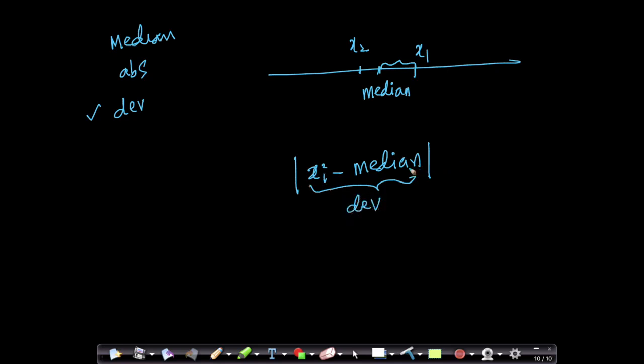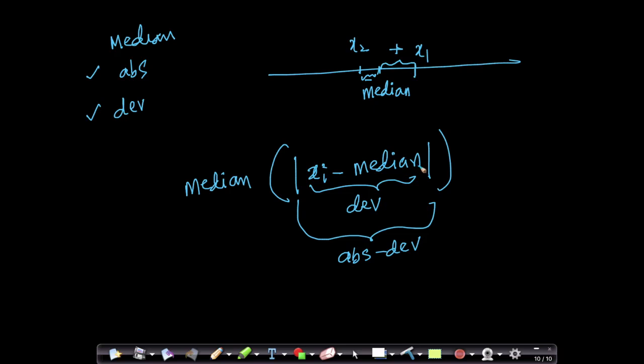And I'm taking the absolute value because x1 is on one side of the median, and x2 is on the other side. Otherwise I would get a positive value for one and a negative value for the other. To avoid that problem, I'm going to take an absolute value. When I apply my absolute value function here, this is nothing but the absolute deviation. And on top of this, I'm going to take the median of the absolute deviations of all the points for i equal to 1 to n.